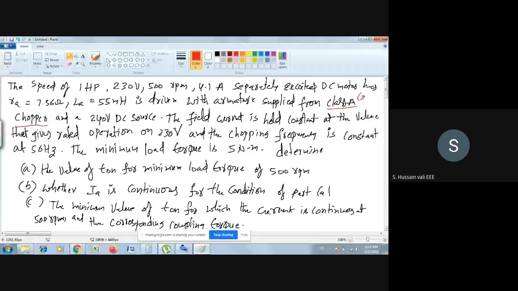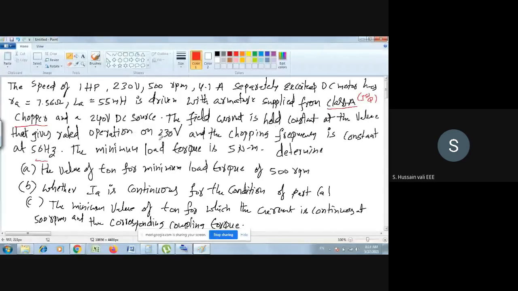First quadrant chopper, and get 240 volt DC source. So the input to the chopper is 240 volt DC, and the output is going to a separately excited DC motor. The chopping frequency is constant at 50 Hz, whereas the field current is constant. The minimum load torque is 5 Nm. This is the minimum load torque.